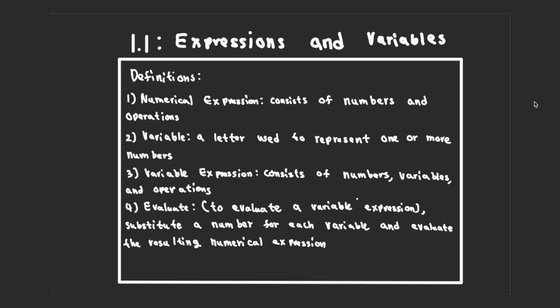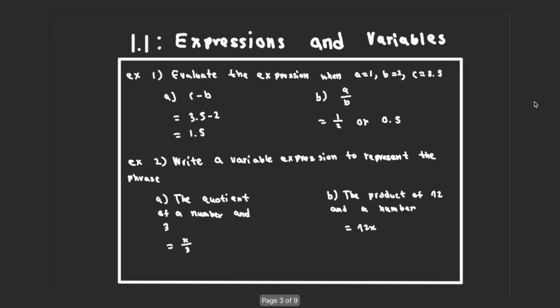And finally, evaluate, as in evaluating a variable expression, means to substitute a number for each variable and evaluate the resulting numerical expression. Okay, now that we have covered the definitions needed, we will talk you through some example problems. The first set of problems are evaluate the expression when a is 1, b is 2, and c is 3.5. The first question asks us what c minus b is.